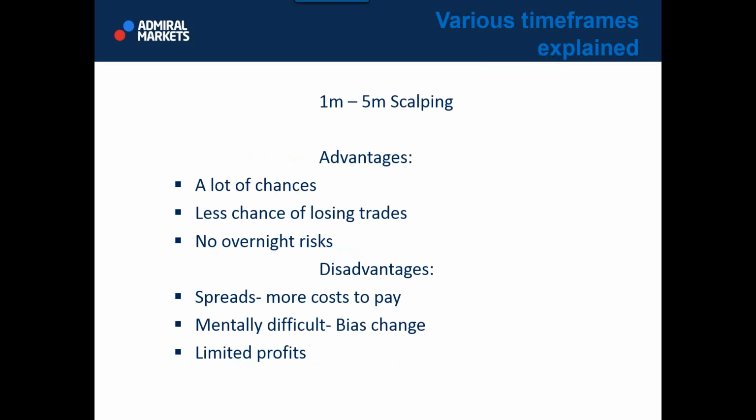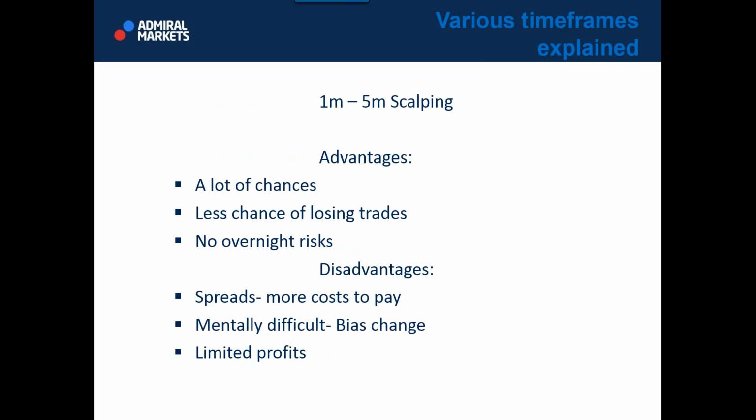Advantages of scalping is definitely that the first one is you will have a lot of chances for entry, especially if you trade 1 or 2 pairs. You will be given a lot of chances to trade, even if you trade with a single pair. Also, there is less chance of losing trades, because if you scalp and you want to make 5, 6, 10 pips, most of the time you will be doing that. Unless you aim for 15, 20 pips, that's something different.